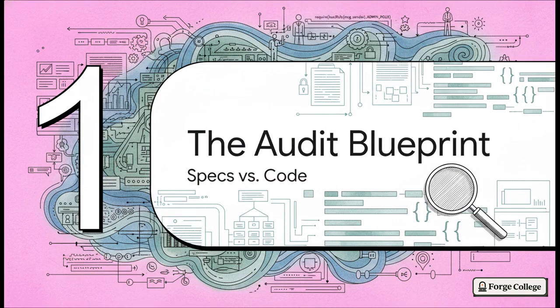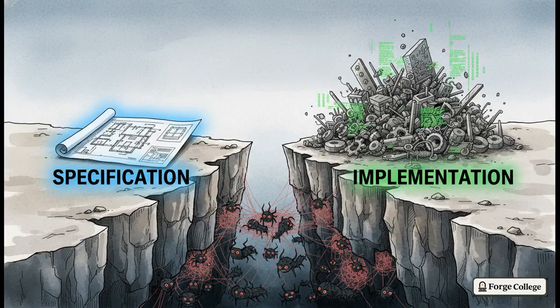Starting with Part 1, the audit blueprint, where we look at specs versus code. Okay, when you're auditing access control, you really have to split your brain into two layers. You can't just stare at the Solidity code and pray that a bug magically jumps out at you. You have to look for the gap between your expectation and reality. On one side, you have your specification. That's the expected behavior, your blueprint.